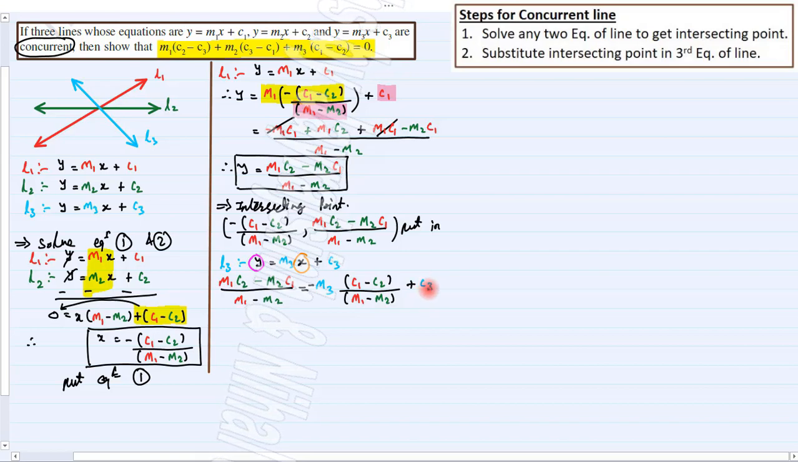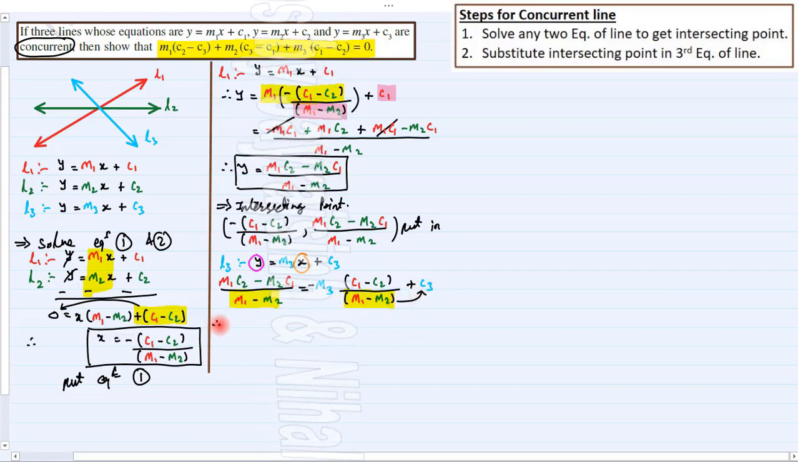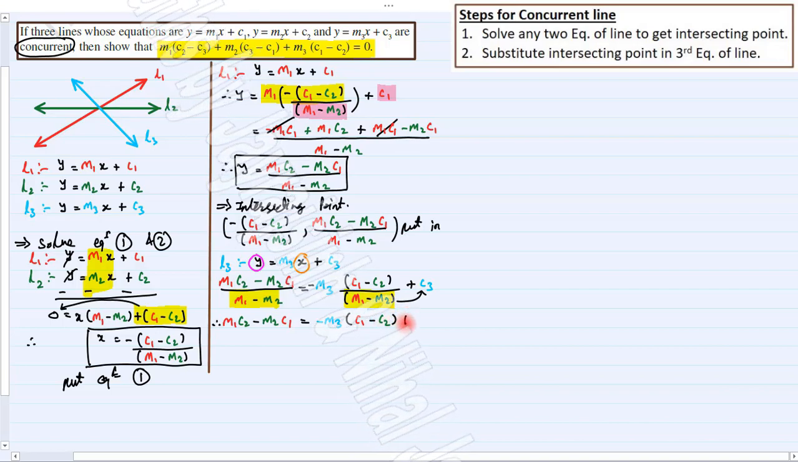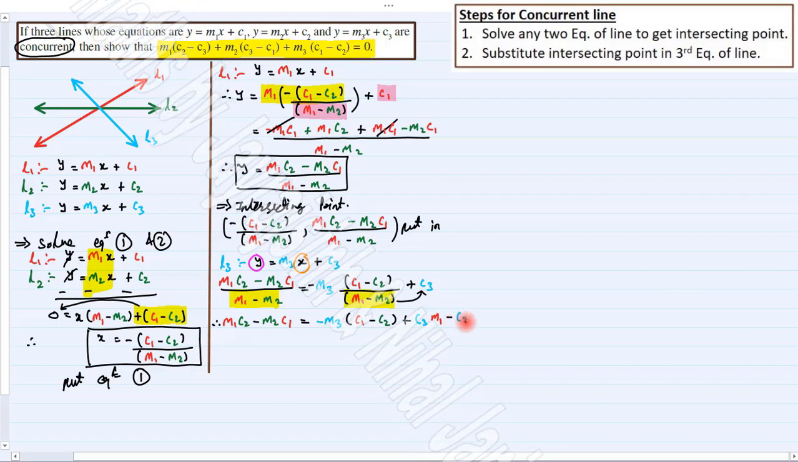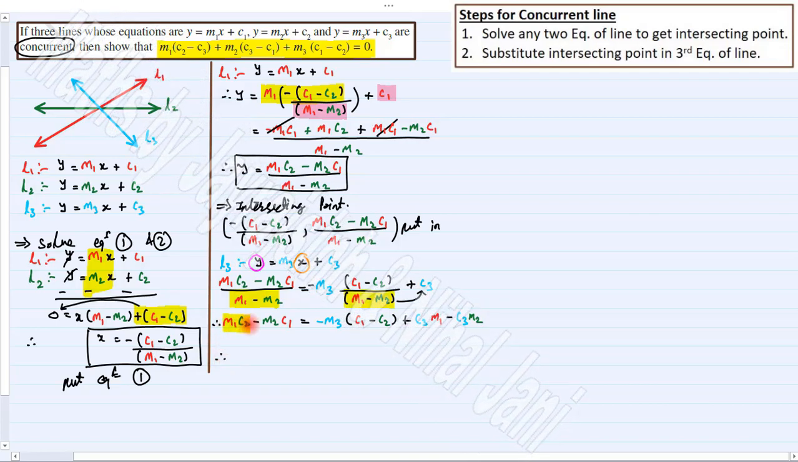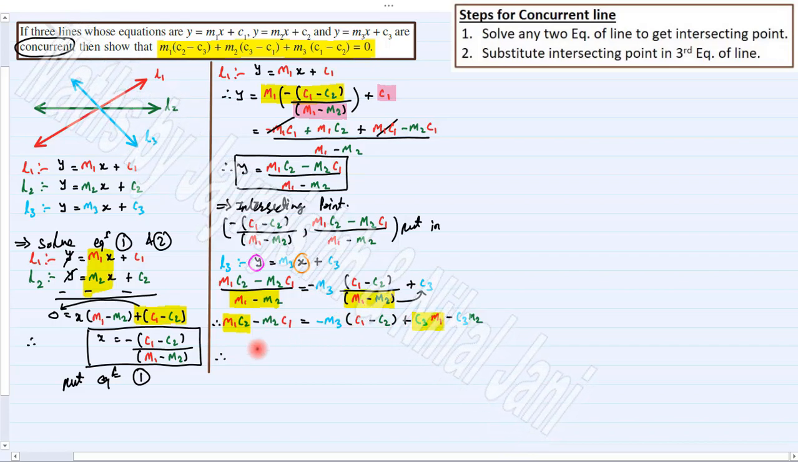Now we just have to simplify. Let's take the LCM of m1 minus m2, which should multiply with c3. So we can say we'll get m1 c2 minus m2 c1 is equal to minus m3 into c1 minus c2 plus c3 into m1 minus c3 into m2. Now, let's collect all the terms on the left side. First of all, collect the terms of m1.